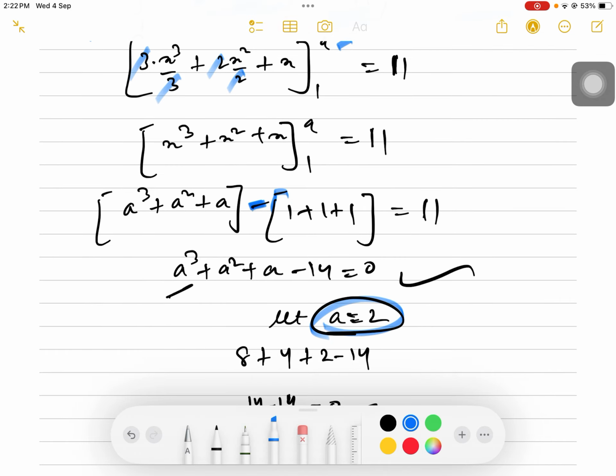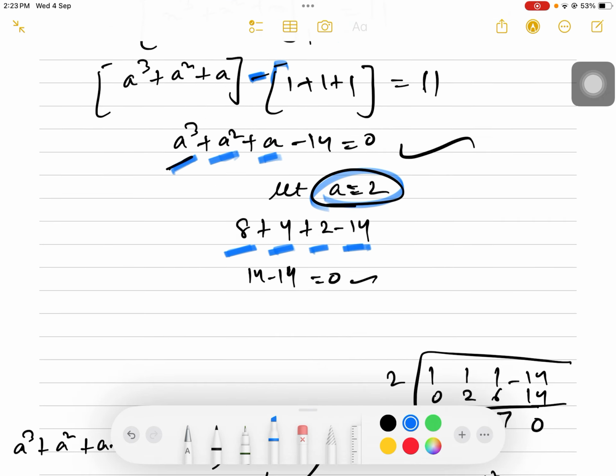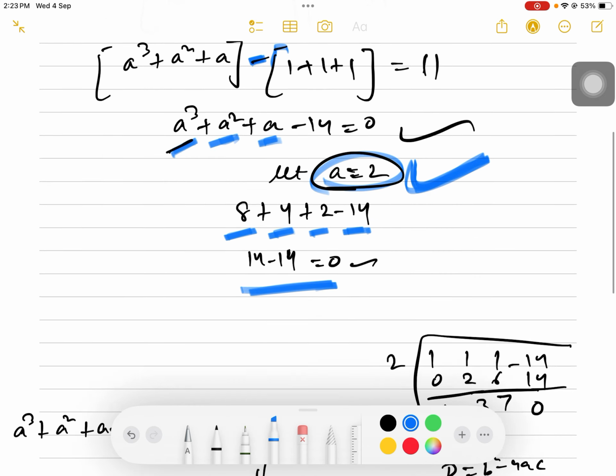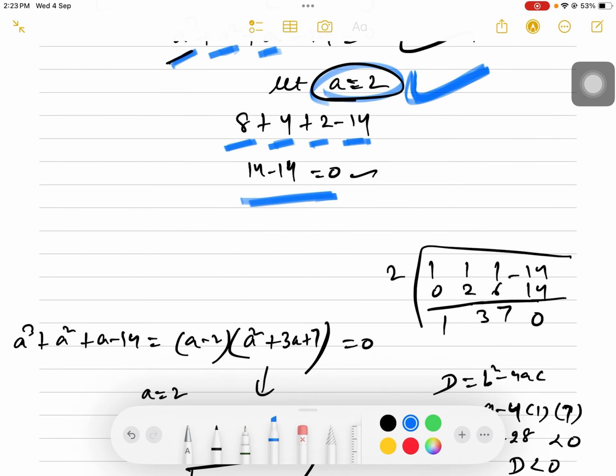I'll show you how I got 0. Instead of a, I put positive 2. So a cube will be 2 cube, which is 8, plus a square will be 2 square, which is 4, and plus a will be plus 2, minus 14. If you solve, it becomes 8 plus 4 is 12, plus 2 is 14, minus 14 equals 0. So we got 0. That means one of the zeros is 2.